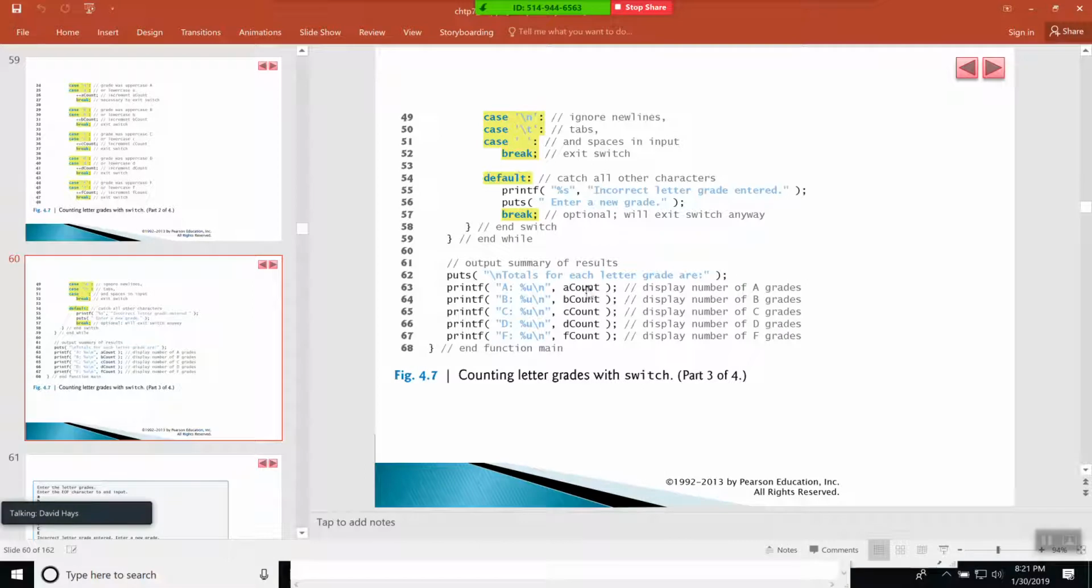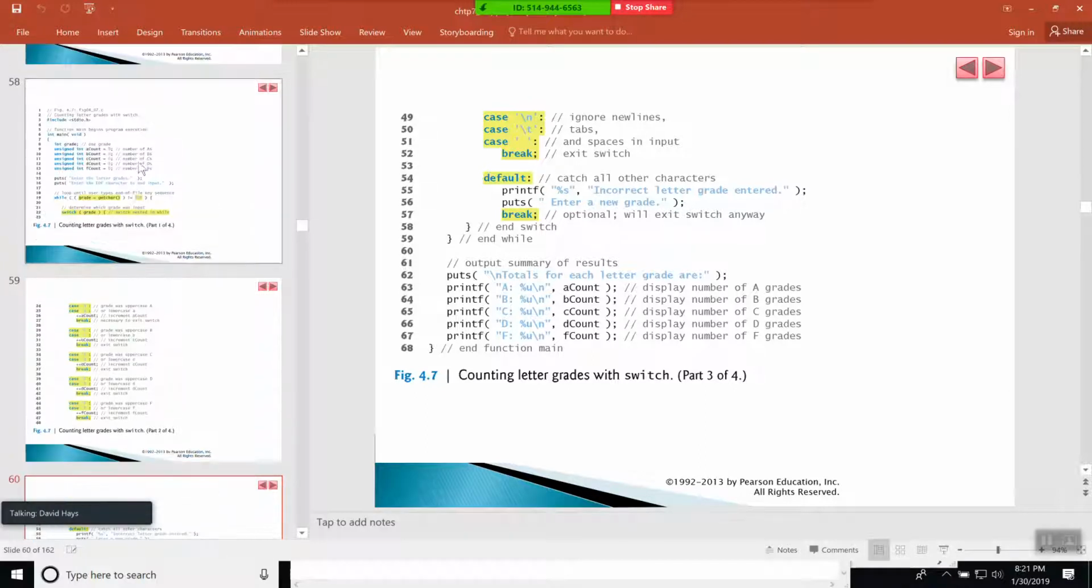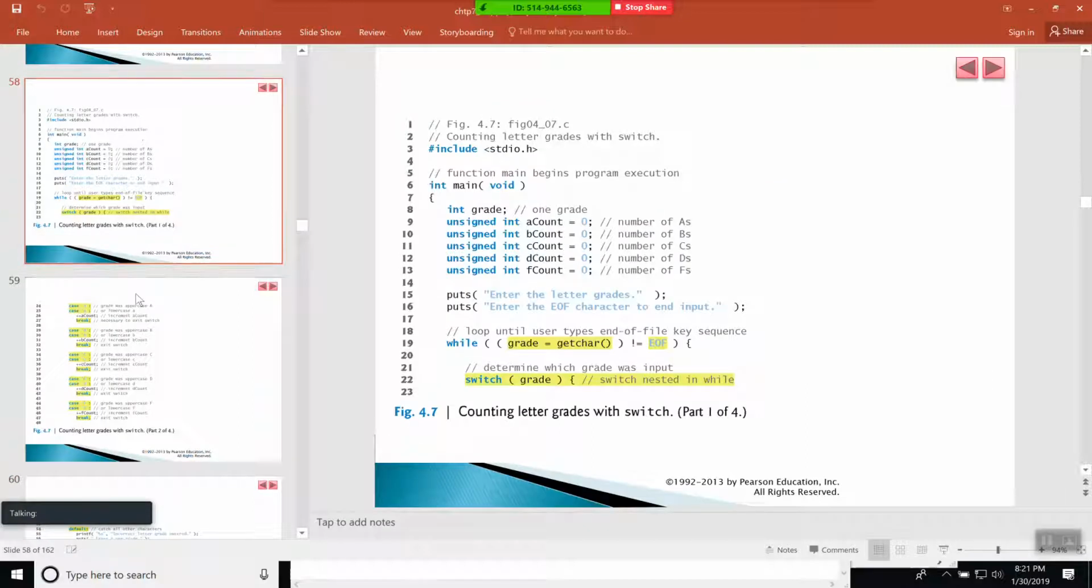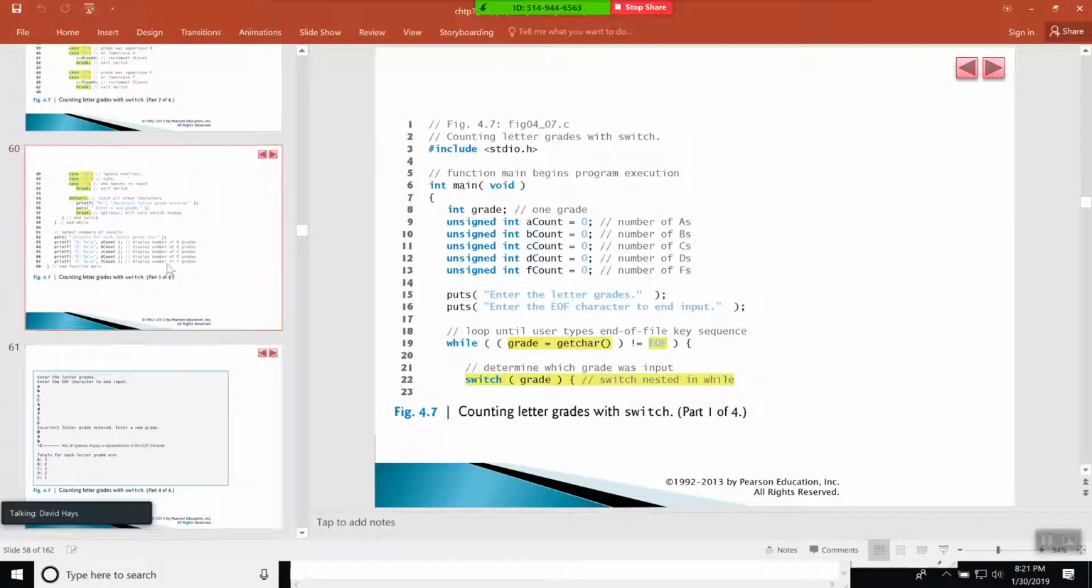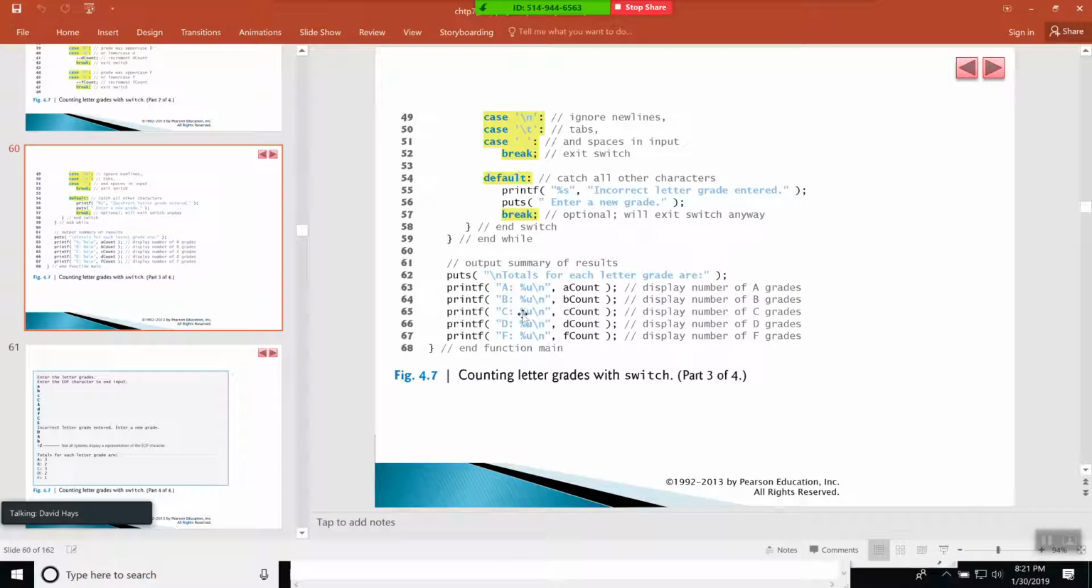Then down here, I assume they print them. Yeah, then they print the counts. They use %u for the unsigned integer. Yeah, so that's the format specifier for the unsigned integer, %u. Although I think we've been using %d, and I think it's been working.